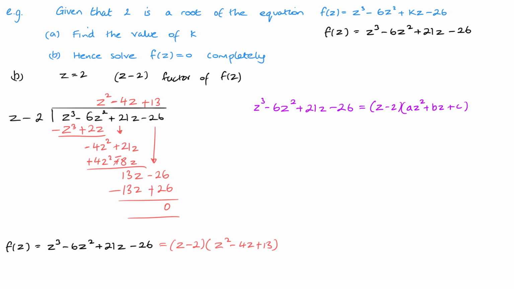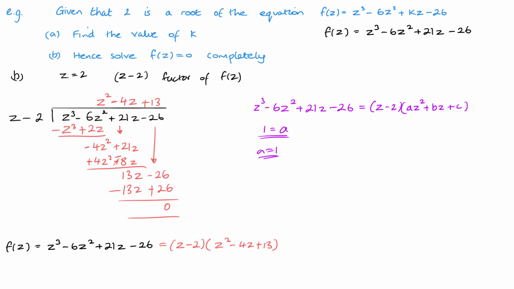So when I'm doing this, I just go, right, z cubed is obviously 1 there, and then how do I get z cubed? There's only one way, it's these two multiplied together, so it's going to give me az cubed, so it's just a. So that's my a equals 1 straight away.